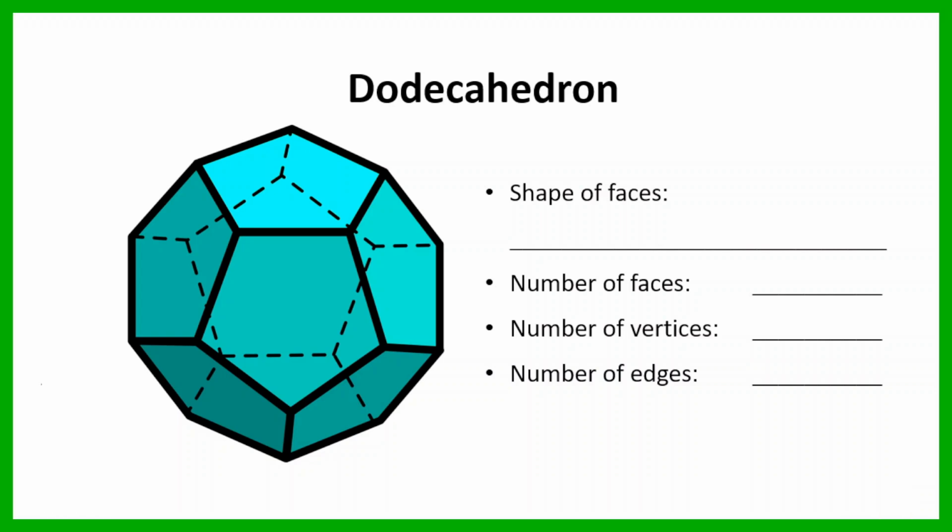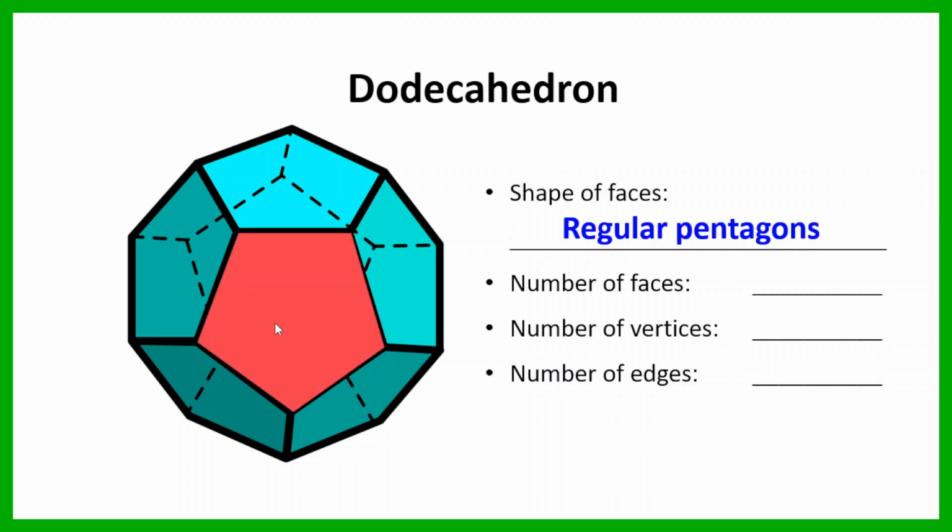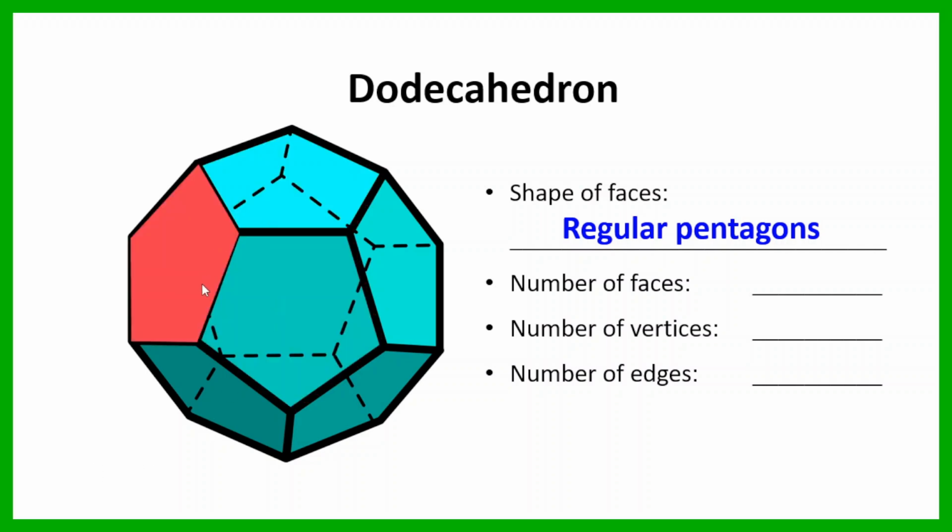Okay, so let's go through that. So first of all, the shape of the faces, they are regular pentagons. Then the number of faces, if we go through and count, we have 1, 2, 3, 4, 5, 6, 7, 8, 9, 10, 11, and 12. So there are 12 faces altogether.